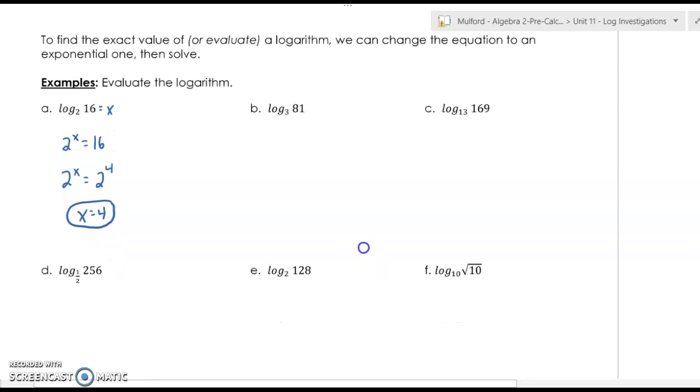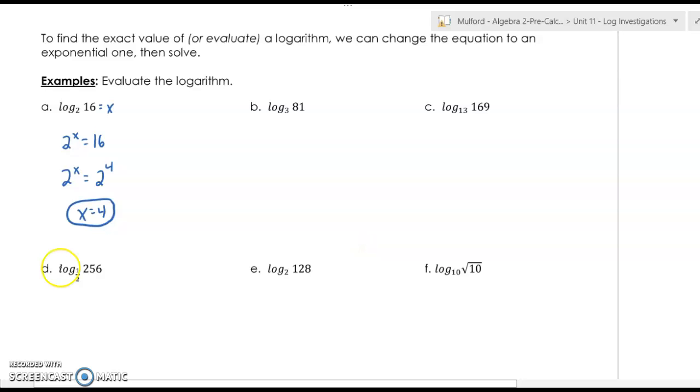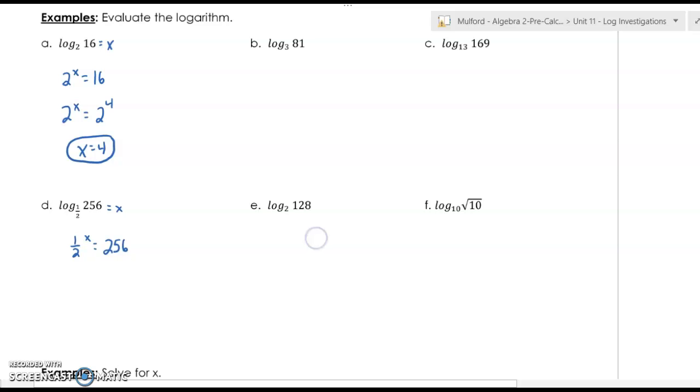Let's pick another one. Let's pick part D. Again, I set that equal to x. I'm going to take that as 1/2 to the x equals 256. Now this one's going to be a little bit more complicated because of that 1/2. What I'm going to do is try to turn them so that they're base 2. 1/2 is really 2 to the negative 1 power.